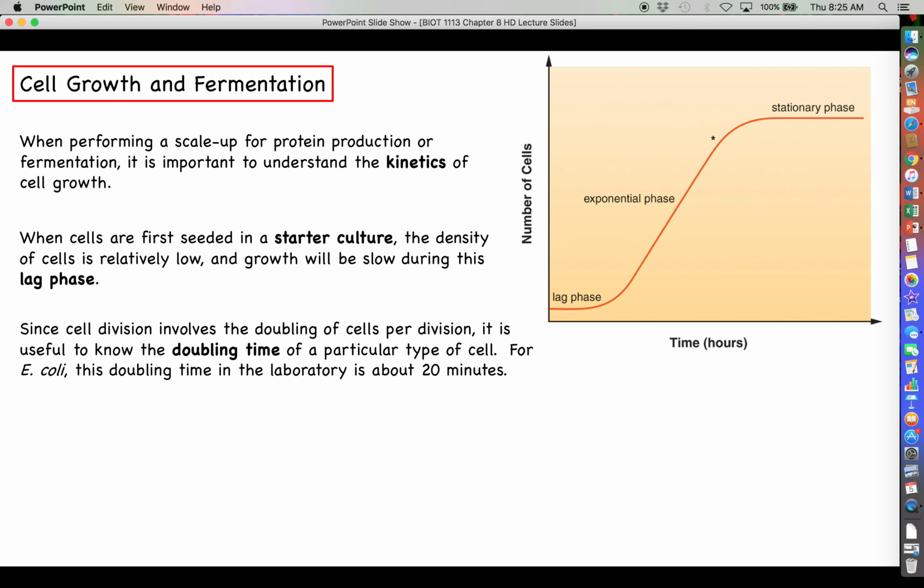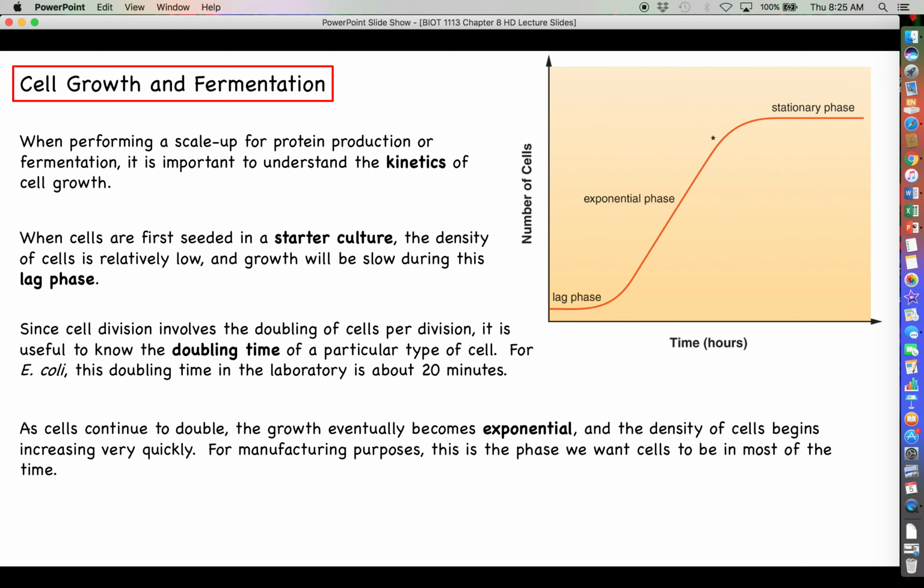So if we want a particular example, for something like E. coli, their doubling time in the laboratory is about 20 minutes. That sounds totally crazy, but it's true. About every 20 minutes, there should be twice as many bacterial cells as there were 20 minutes ago. Now, if we're talking about the doubling time, we're talking about what is called exponential cell growth. So for practical manufacturing purposes, this is the phase that we want our cells to be in most of the time. We don't want them to be in the lag phase, and we don't want them to be in the stationary phase that we're going to talk about later on. As long as cells are in exponential growth, they are doubling every 20 minutes or whatever it is for whichever cell type you're going to be growing. So that's as efficiently and as quickly as the cells can grow, and as the cells grow, of course, they are going to continue to make our protein of interest, right?